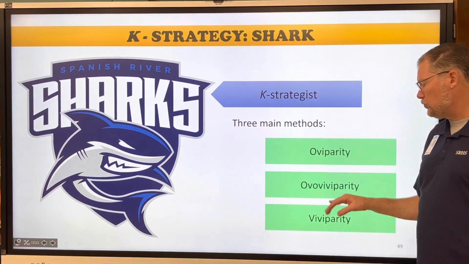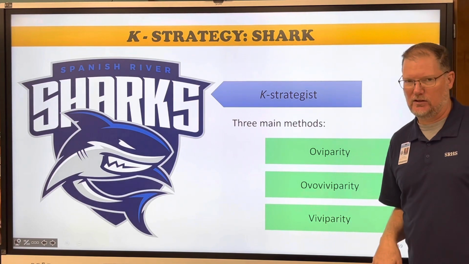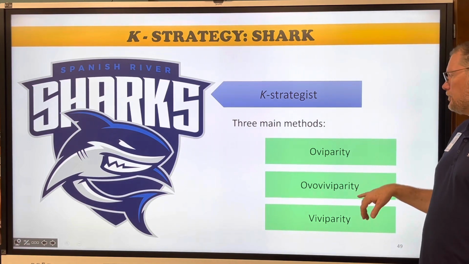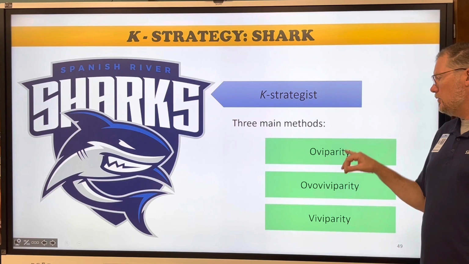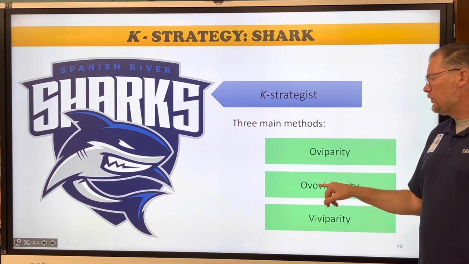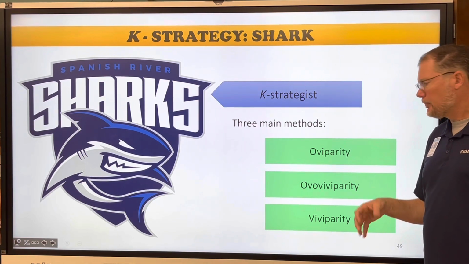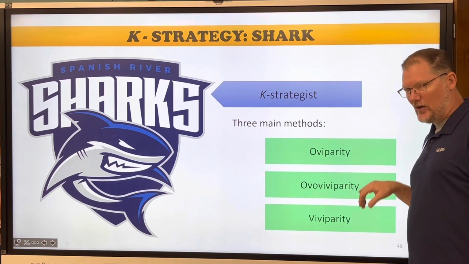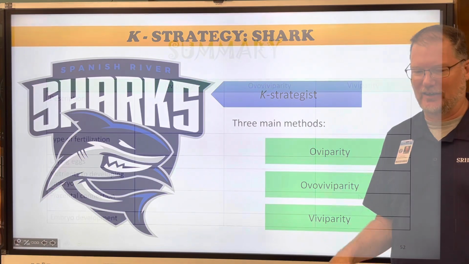And there's three methods. We just talked about viviparity. Viviparous. So we've got oviparous, oviparity, same thing. The British like to use these terms. It's oviparous, ovoviviparous, that's a mouthful, and then viviparous. So oviparous, ovoviviparous, and viviparous. Let's talk about each of those right now.